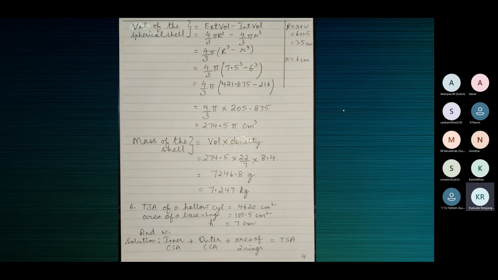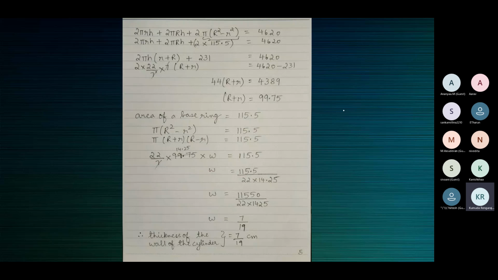Since it's time, take a screenshot of the answer of the 6th one. We'll understand in the next class. Meaning we'll see the explanation in the next class.